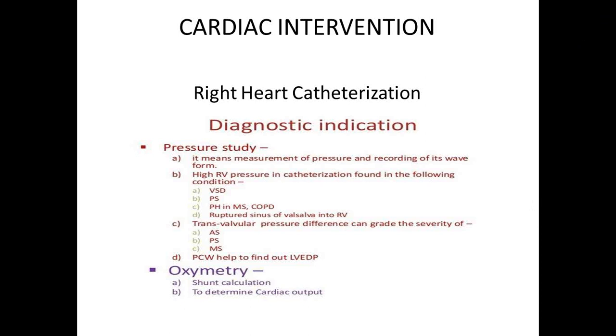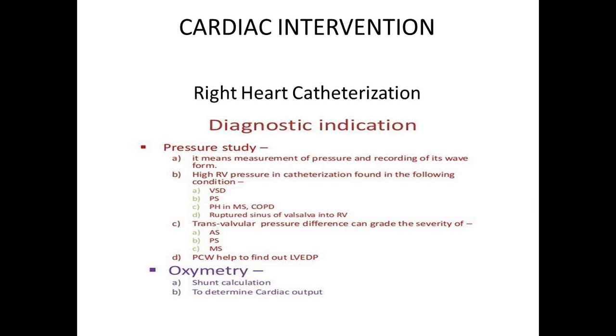You can measure the pressure and record its waveform. So not only the absolute value of the pressure is important, but the waveform, what the waveforms look like. If you have elevated right ventricular pressures or PA pressures, the patient may have a VSD, ventricular septal defect. They may have pulmonary stenosis. Pulmonary hypertension is a very large indication for right heart catheterization. Okay, and you get pulmonary hypertension in a lot of conditions. Patient may have a valvular heart problem, they may have a cardiomyopathy, or they may have lung disease, COPD.